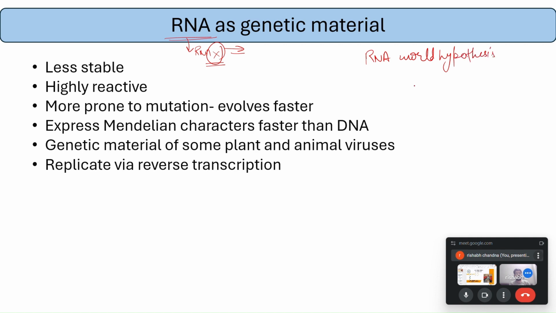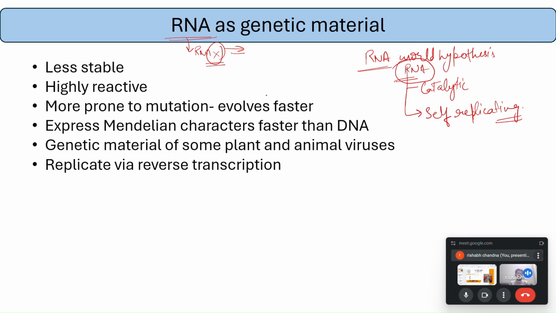So again, what is the RNA world hypothesis? That RNA has a catalytic role, and it has self-replicating capabilities. Okay, so based on this hypothesis, RNA was earlier considered to be a genetic material in the early organisms, and further from RNA, DNA originated.